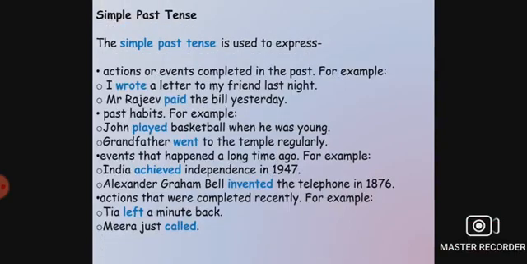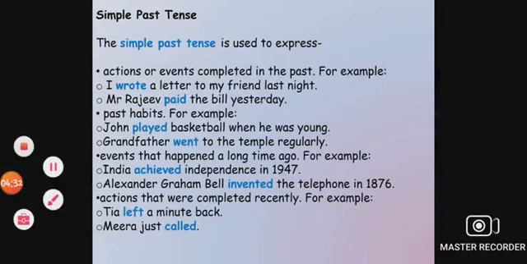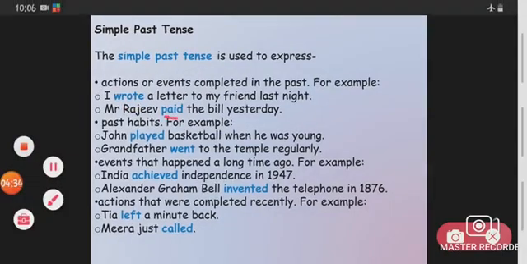Moving on to simple past tense, something that has already happened. The actions or events completed in the past. I wrote a letter to my friend last night. I have already written the letter. I wrote a letter last night. So this is an action from the past, so we will use the verb wrote here. Mr. Rajiv paid the bill yesterday. Mr. Rajiv has already paid the bill. Action from the past, right? Something that has already been completed, that has been done.